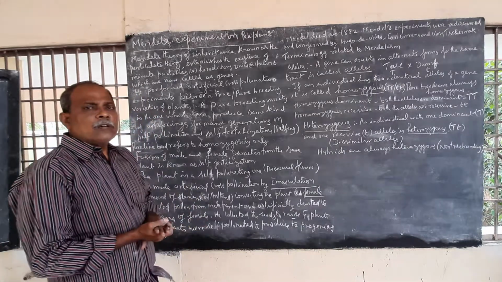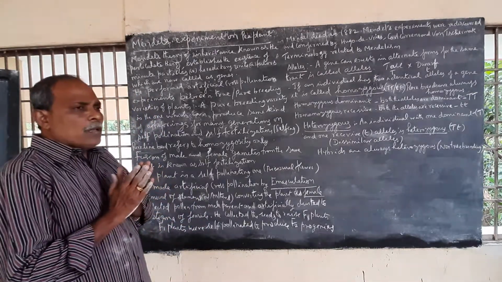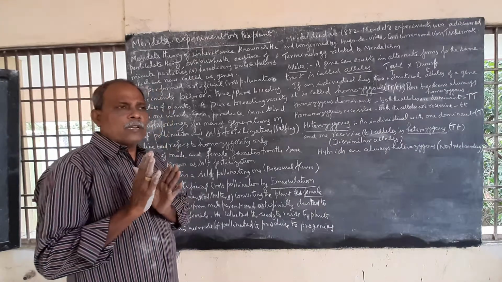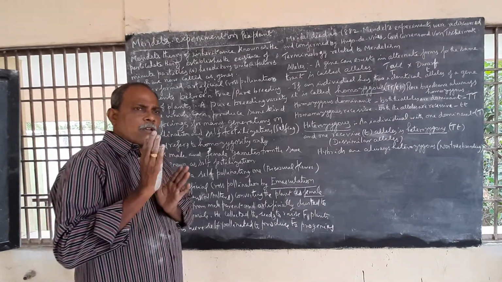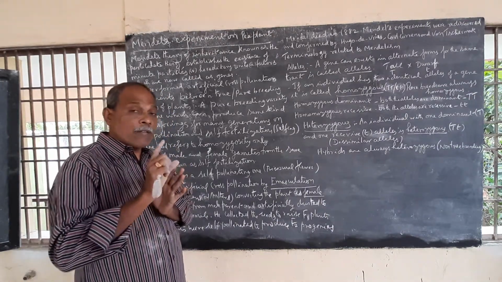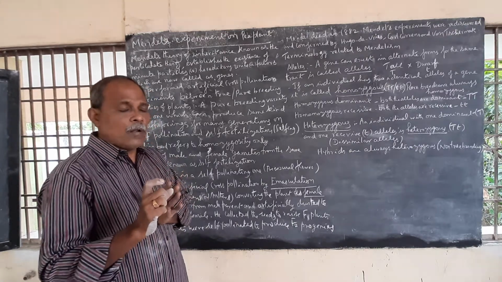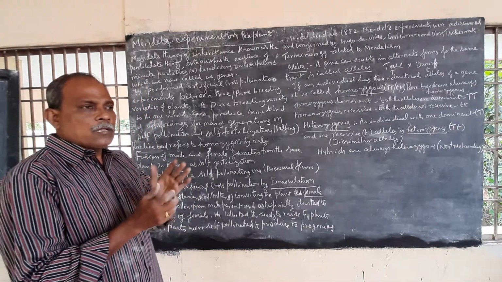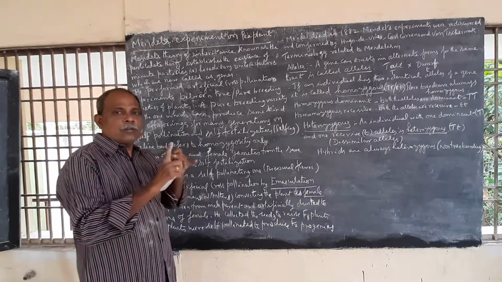Mendel's experiments on garden pea plants. Mendel found out 7 pairs of contrasting characters in the pea plant. Such 7 pairs of contrasting characters are controlled by 7 pairs of genes, commonly called alleles. The 7 pairs of alleles: height of the plant, tall and dwarf.